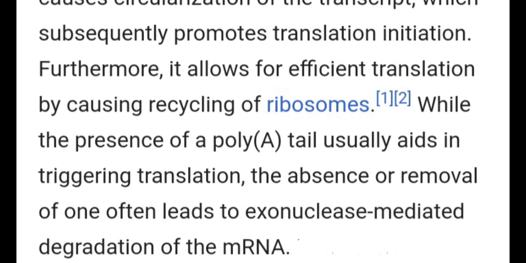While the presence of the poly A tail helps in triggering translation, absence or removal of the poly A tail leads to exonuclease mediated degradation of the mRNA. The poly A sequence is also found within the 3' UTR, and that leads to the formation of the poly A tail as done by poly A polymerase. So if there is no tail, or removal of this tail, it will trigger the exonuclease activity to degrade that mRNA, right?